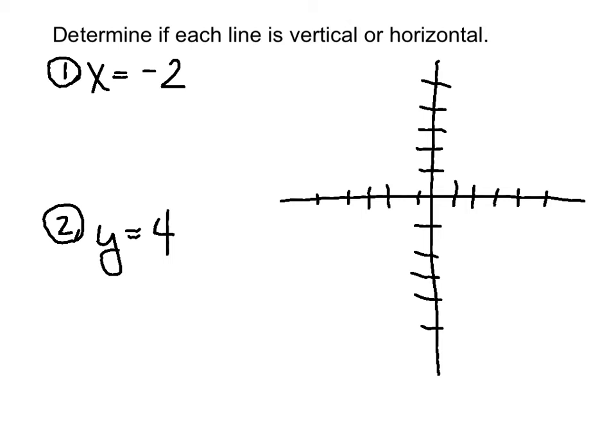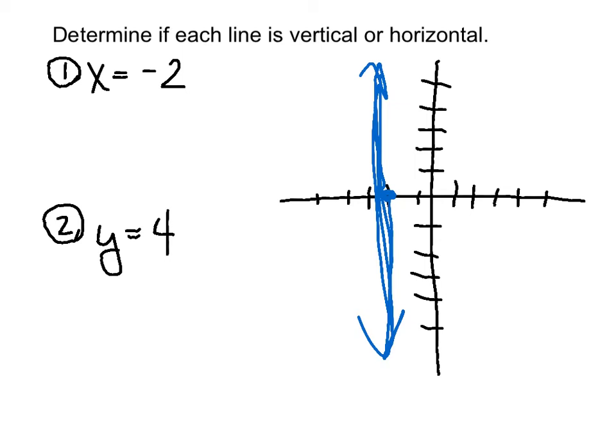Problems, example problems. Determine if each line is vertical or horizontal. That means graph it and tell me. Vertical, horizontal. X equals negative 2. This is my x-axis. So go to x equals negative 2, put a dot, and draw a line with your straight edge.